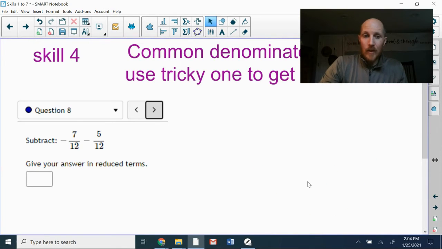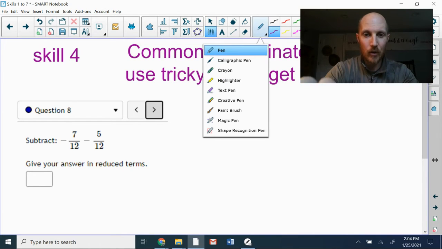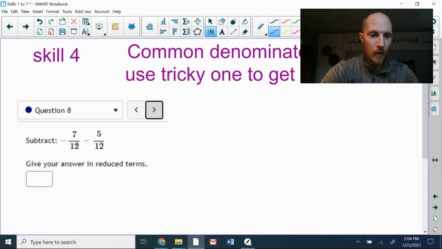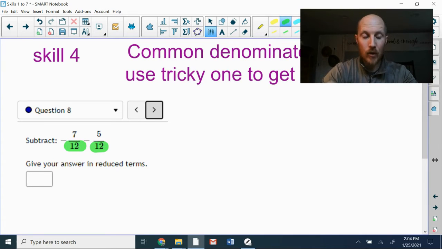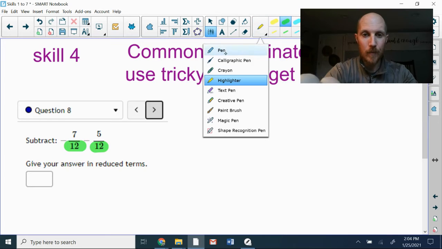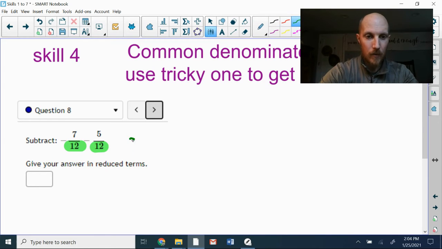Okay, question 8. Now I'm subtracting fractions, so I need to have a common denominator. And in this case, I did start with a common denominator. Both of these fractions have a denominator of 12. So my final answer is going to have that same denominator, and all of my arithmetic is going to happen with the numerators.